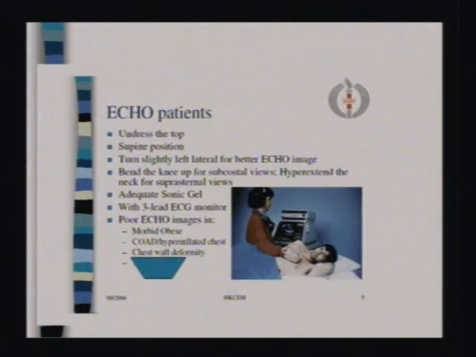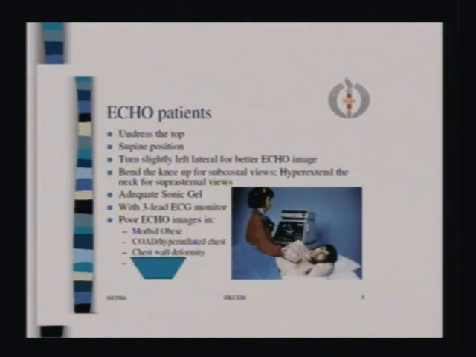To start, you must undress the top of the patient, make him lie in the supine position, and turn him slightly left lateral for a better echo image. If you are taking a subcostal view, I will be discussing the views later on, you must make him bend the knees, while for suprasternal views, you must hyperextend the neck. Adequately apply sonic gel on the transducer, and you must put on a 3-lead ECG monitor.